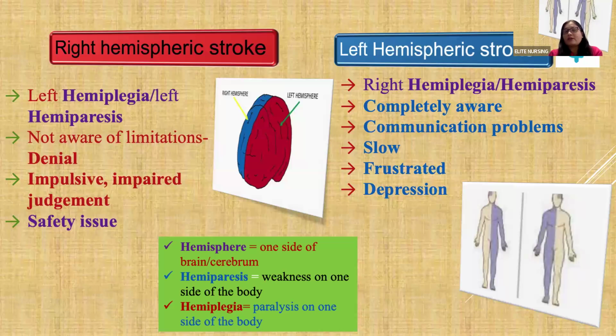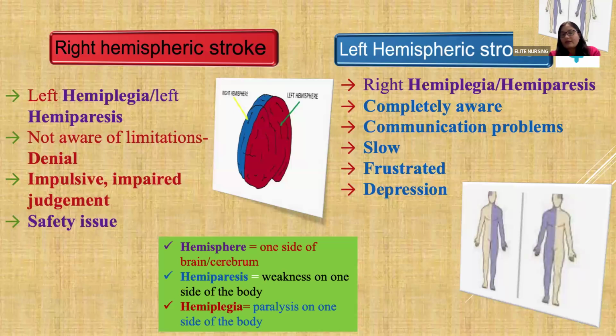Why? Because the left part of our brain is associated with communication. The left part of our brain also controls speech processing and language. So these patients will have problems with reading, writing, and language, and they will be slow at performance, and they will get easily frustrated because they have a hard time forming words or a hard time receiving the meaning of words.